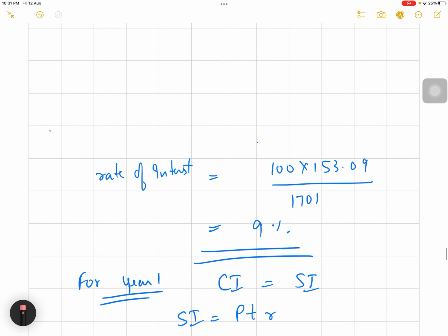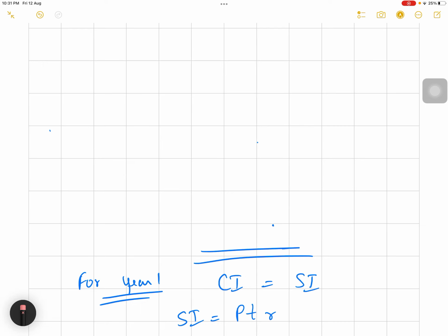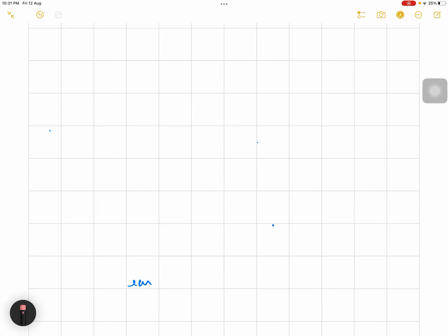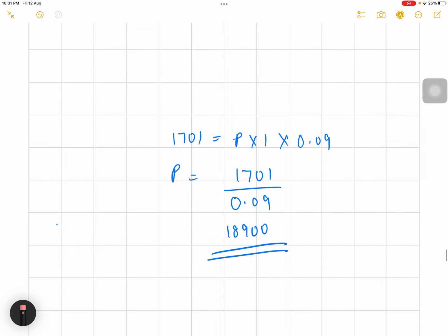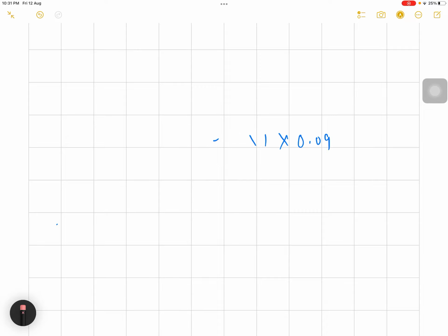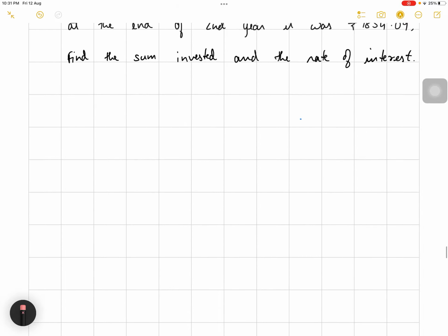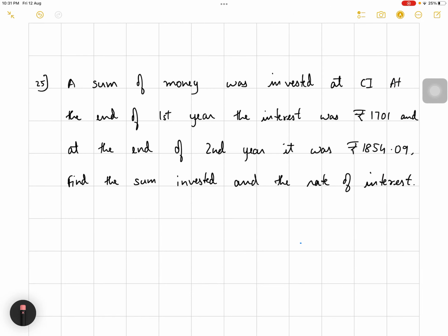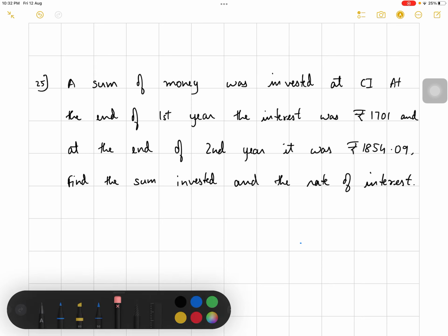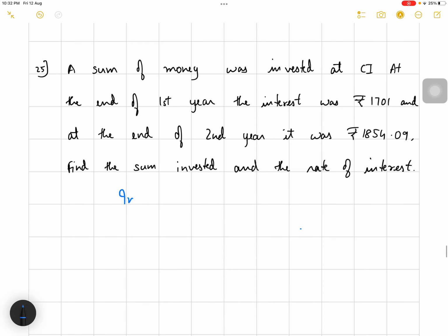Okay, so we'll calculate again what we have done, for better understanding. You all know that compound interest and simple interest are the same for the first year. So a sum of money was invested at compound interest. We don't know how much is invested. Let the invested amount be X.